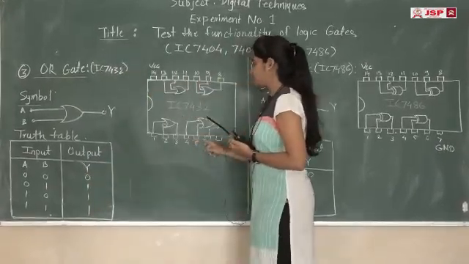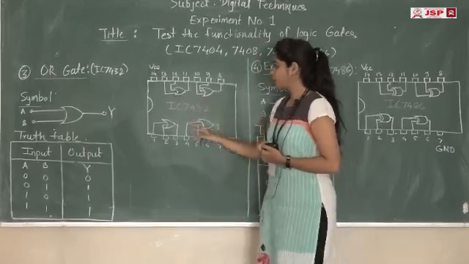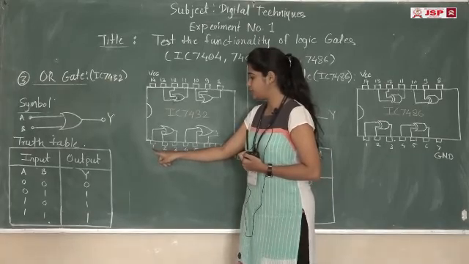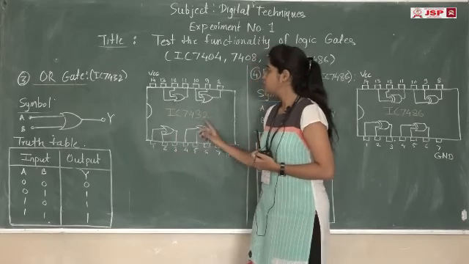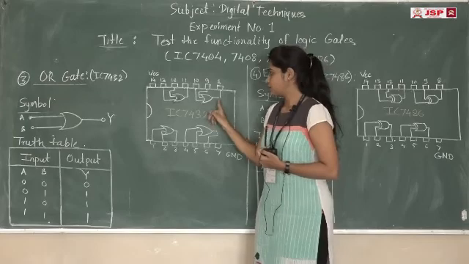This is the internal structure of IC 7432. In this we are using 4 OR gates. Here pins 1 and 2 are inputs and pin number 3 is output. So this is a similar structure to the AND gate.